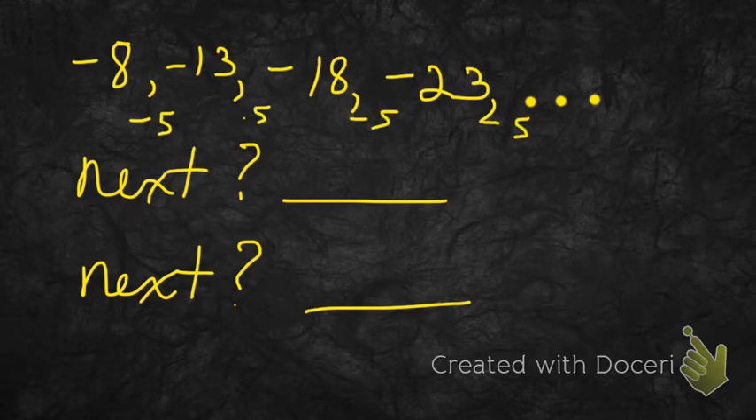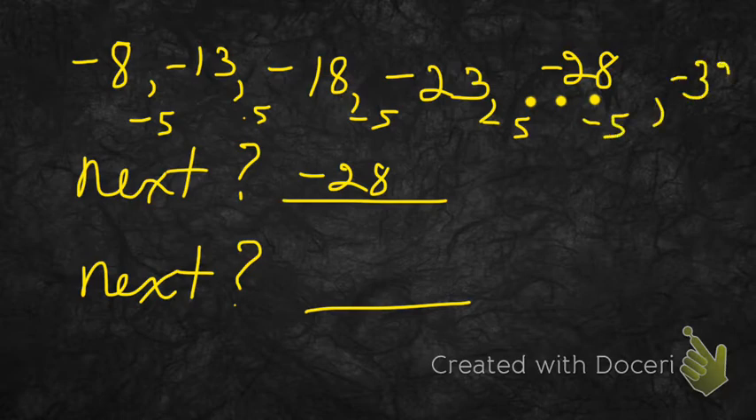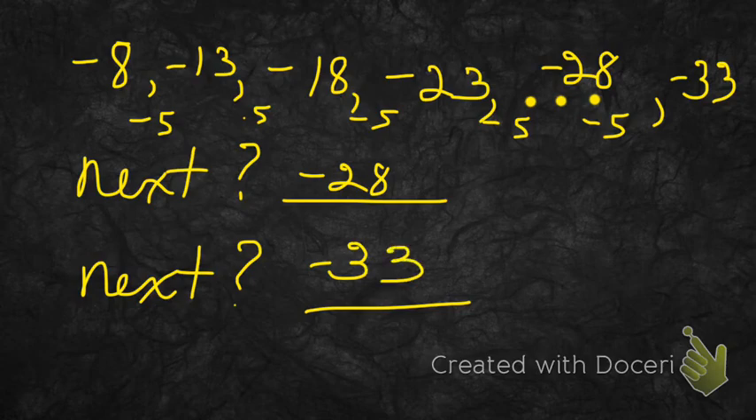-23, take away 5 would give us -28. And if we do it again, if we take away 5 again, that would give us -33. Okay. Well, that's it for now.